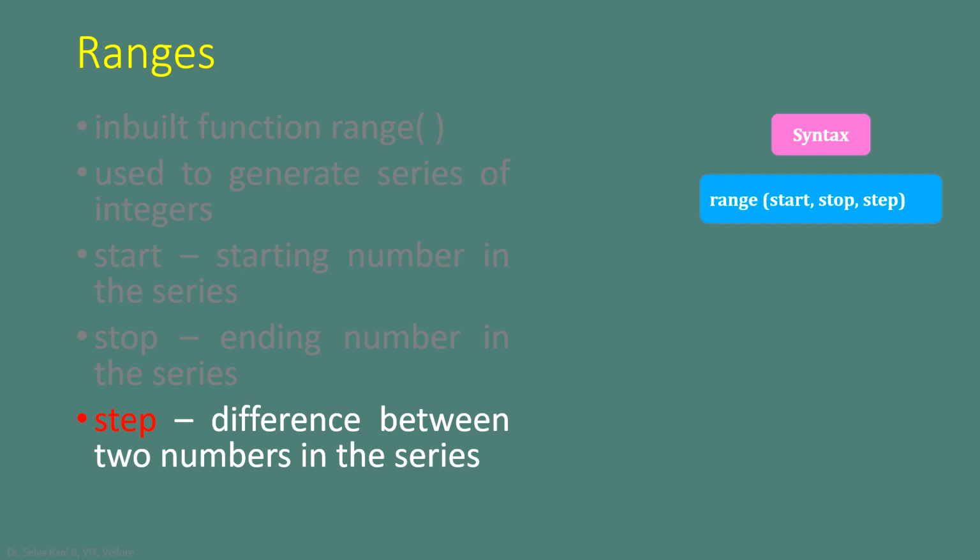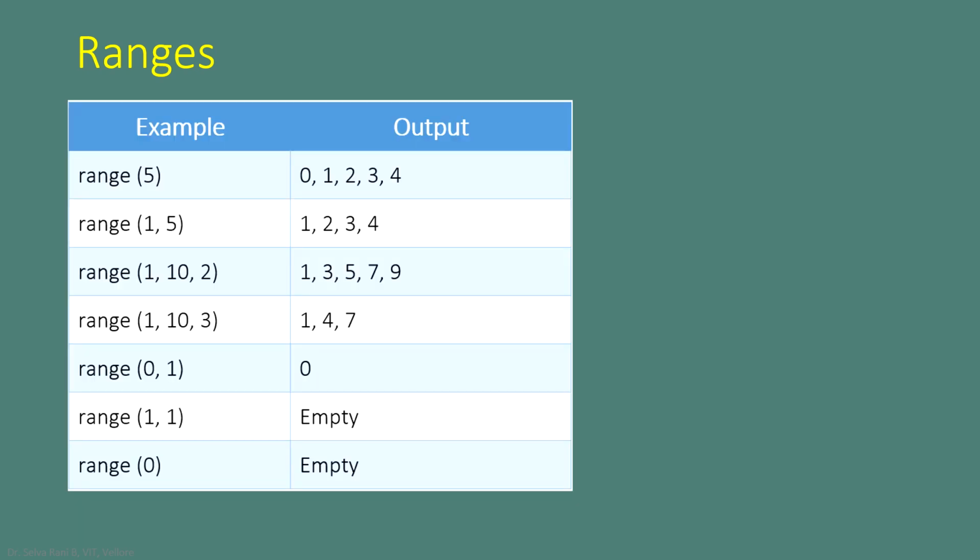The last argument is step. It indicates the difference between the two numbers in the series. By default, the value of step is 1. Let's see some examples.